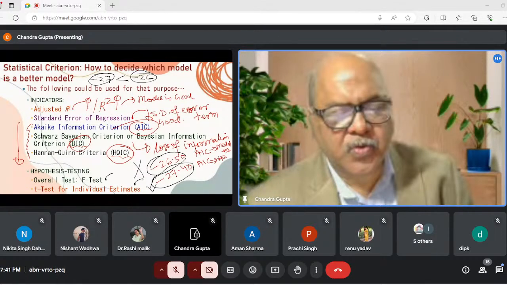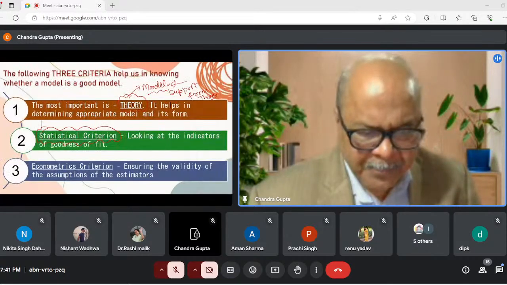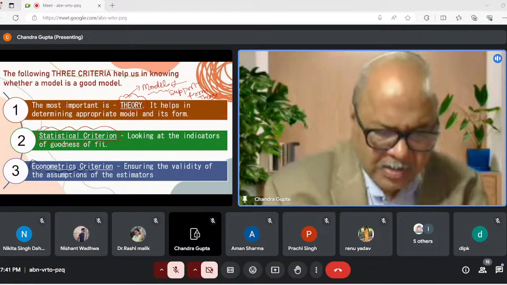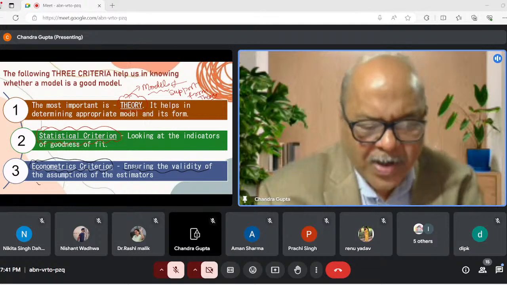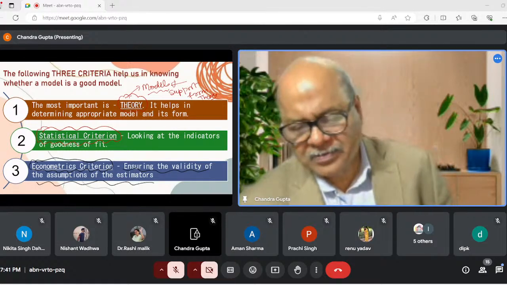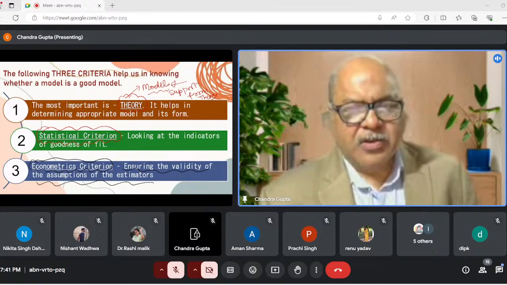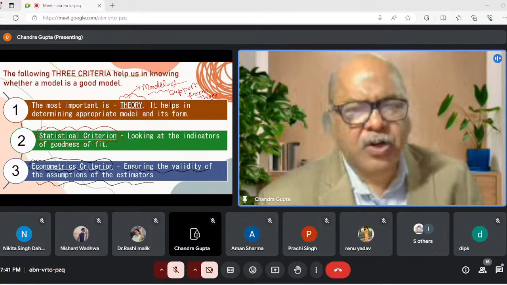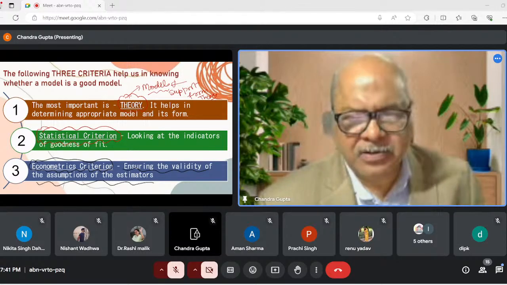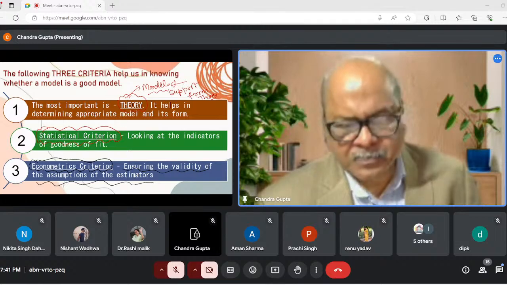Okay. Third, which is important for us, is econometric criteria. The assumptions which you are making, how valid those assumptions are. We have to check the assumptions. Your model is good as long as your assumptions are true. If your assumptions are not true, your model is not a good model. I can't use OLS because my assumptions are not true.